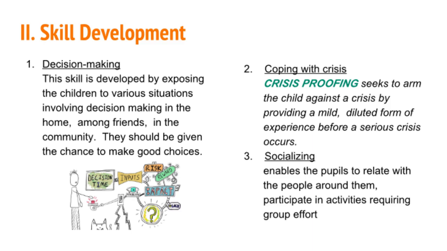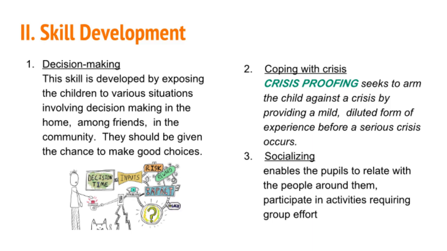Two. Coping with crisis. There are many crises which affect even the children. Their innocence makes them victims of these crises. According to Shikadins et al., 1990, some potential experiences can be prepared for, at least to a degree, by using a technique called crisis proofing. Crisis proofing seeks to arm the child against a crisis by providing a mild, diluted form of experience before a serious crisis occurs. One example of such advanced crisis proofing is having an ambulance visit a school, so that the children can see what is inside. When the children are prepared, they experience less anxiety during the crisis itself.